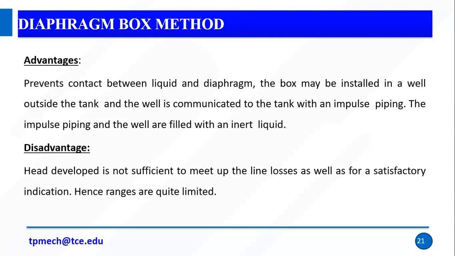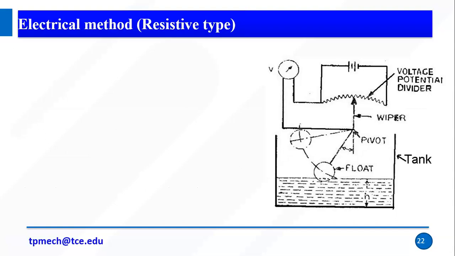The impulse piping and the well are fitted with an inlet for the liquid. So we have some limitations. The head developed is not sufficient to meet line losses as well as for satisfactory indication, hence the ranges are quite limited. Back pressure is created depending on how far we insert. If I close the tank fully, the air flow and back pressure at the bottom will reduce. So the head is one of the limitations. Alright, so these are the hydrostatic methods.